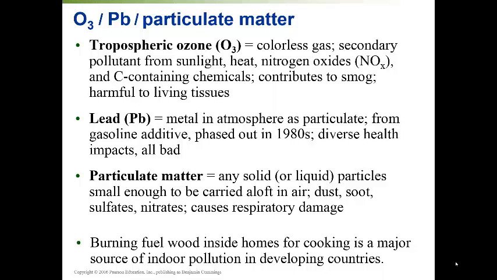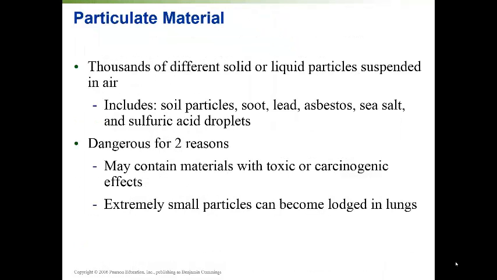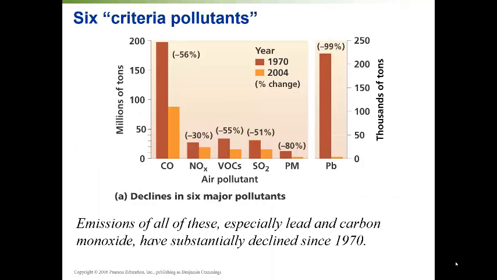Here's the next. At the very top, O3 is the tropospheric ozone. The Pb is the lead. Again, pause it whenever you need to. It's a diagram talking about those 6 pollutants and how much they are in the atmosphere.